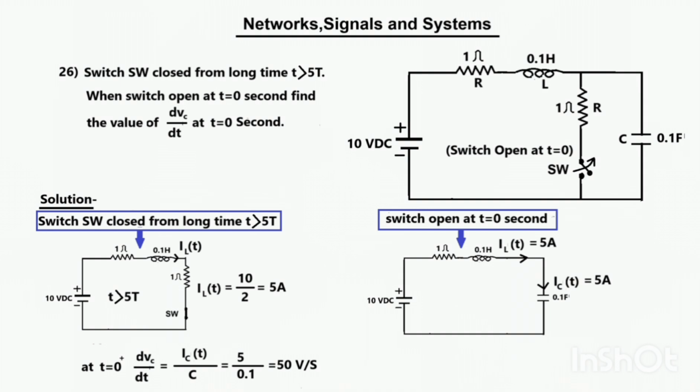As shown in the figure, the switch SW is closed for a long time. So the inductor acts as a short circuit and the capacitor acts as an open circuit. So we redraw the circuit here, and the inductor current IL(t) in steady state equals 10 upon 2, equal to 5 ampere.